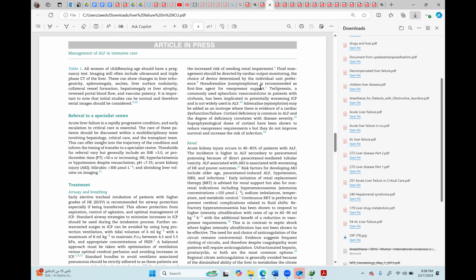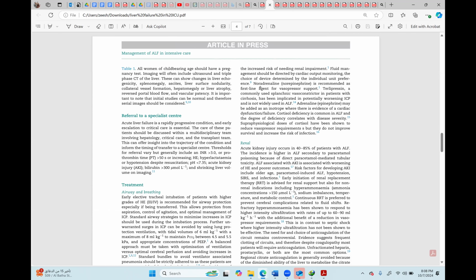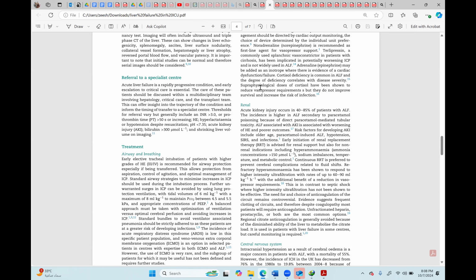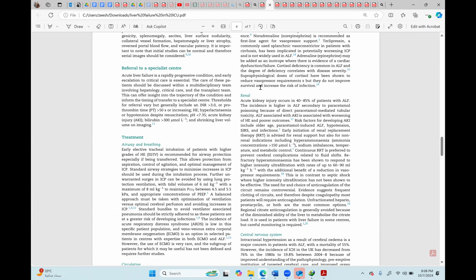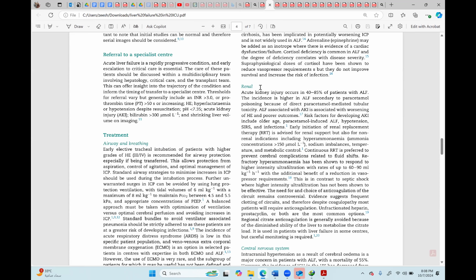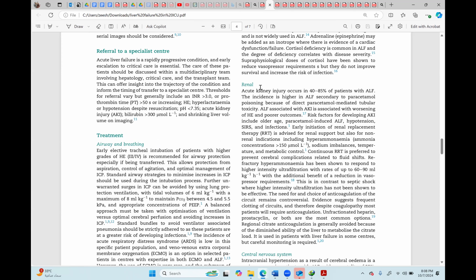Acute kidney injury can occur because of hypoperfusion. And so acute liver failure secondary to paracetamol poisoning. We will discuss paracetamol poisoning as well. So you see, older age, paracetamol-induced acute liver failure, hypotension, SIRS, infections. Actually, I tell you something. There is nothing specific. These are general care which will be there in any case wherever there is hypoperfusion of kidneys, hypovolemia, the same things will be here.